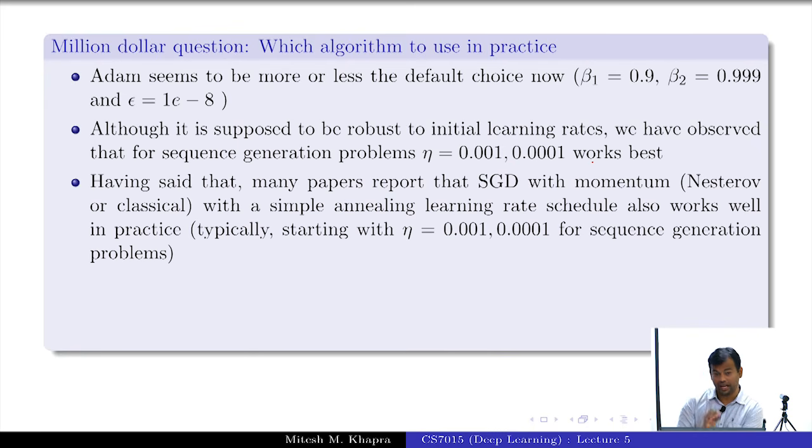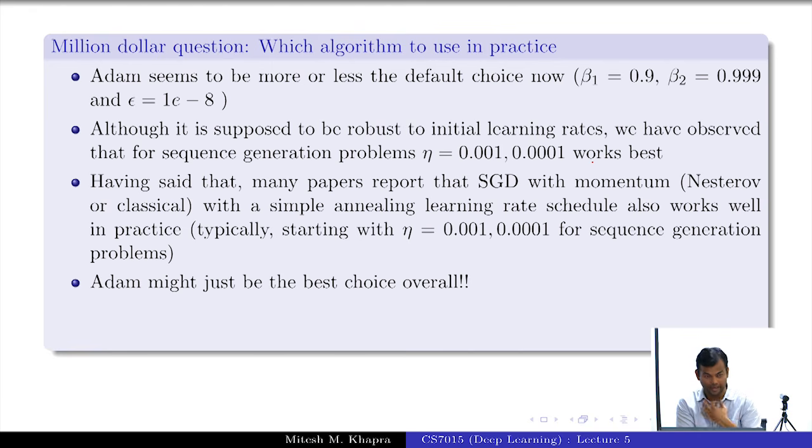Okay. Now, having said that, many papers report that SGD with momentum, either the Nesterov momentum or the vanilla momentum, with a simple annealing learning rate, right? We remember we did this learning rate decay, either a constant decay or that heuristic decay where you look at the validation loss and then decide whether to decay or not. That also seems to work on par with ADAM, right? So my advice would be that if you really know what you're doing with SGD and momentum, that means if you really know how to look at the loss, how to track it, how to adjust the learning rates and so on, with a little bit of manual tampering, it should work as well as ADAM. There are papers which show that it works as well as ADAM.